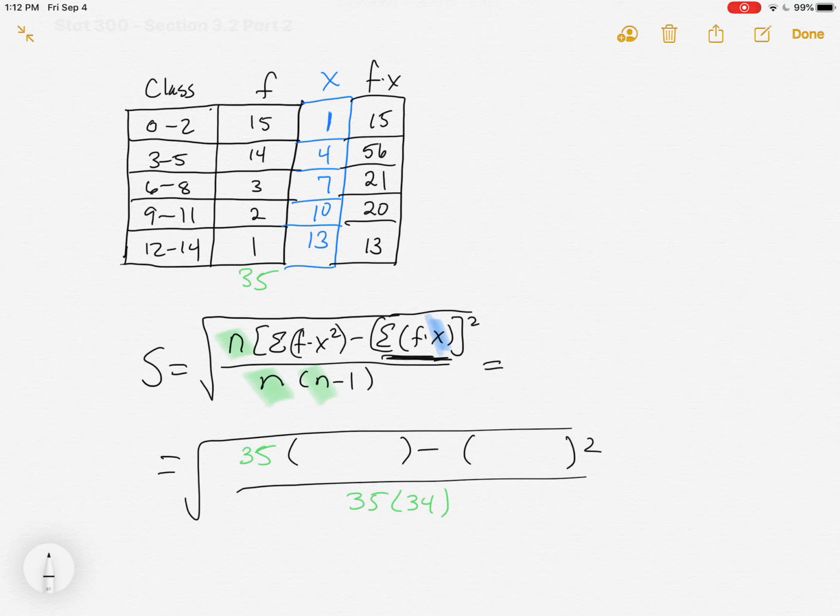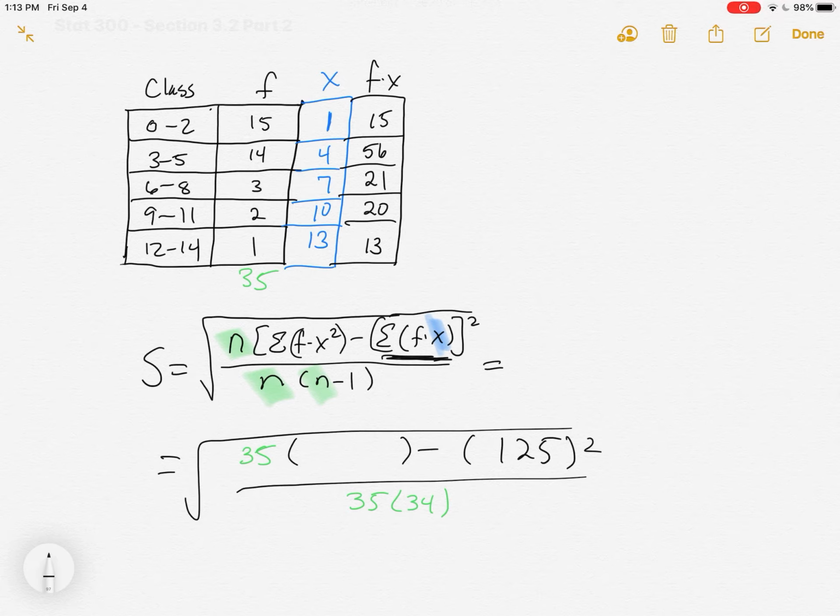Let me underline what this is. Add up all the f times x's. Okay. And so we get 15 plus 56 plus 21 plus 20 plus 13. And we get 125. Awesome. So we have a nice 125 coming in there.